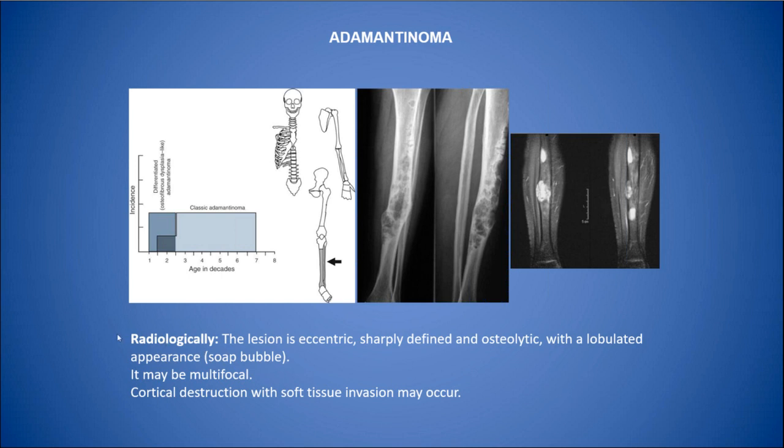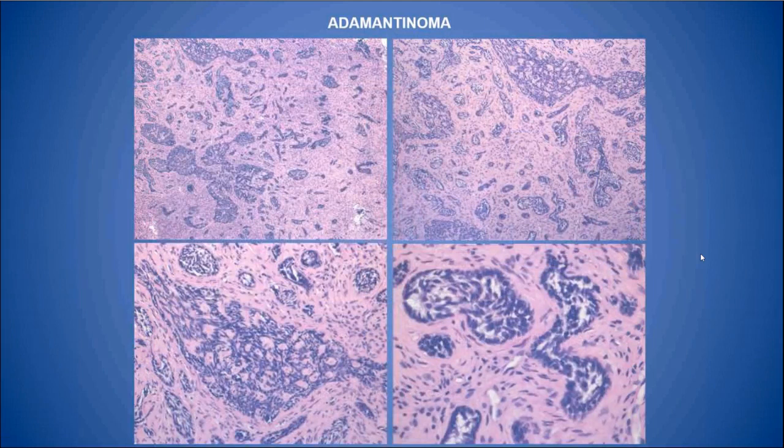commonly seen, and it is important to mention that there is a subtype of adamantinoma, which is not the classic one, that tends to occur in the same age group as osteofibrous dysplasia. This is called differentiated adamantinoma or osteofibrous dysplasia-like adamantinoma. We're going to see an example of that in a little while.